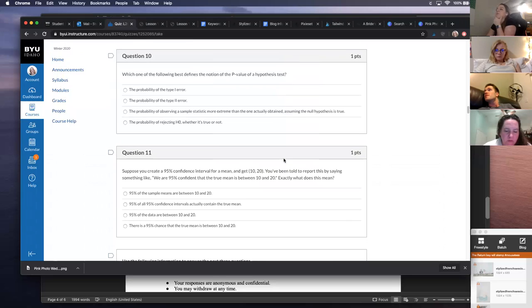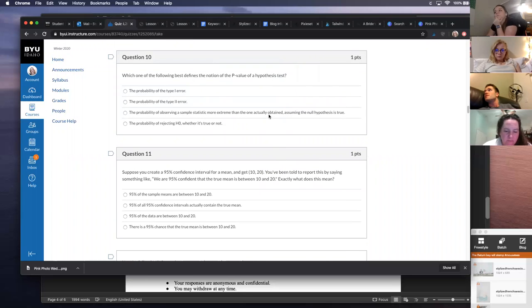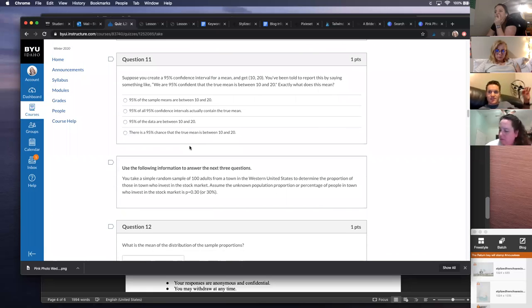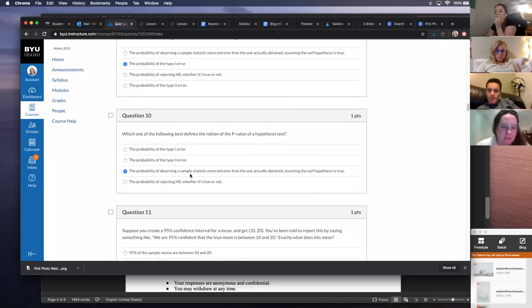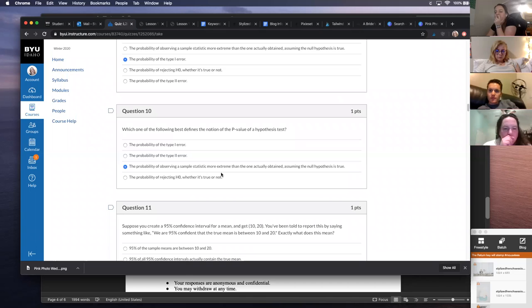Which one of the following best defines the notion of the p-value of a hypothesis test? Is that this one? Yeah, I think. Oh, wait. I think it's, yep, that's correct. So what did you get? Number 10 is C. But why that? I was thinking it was B.